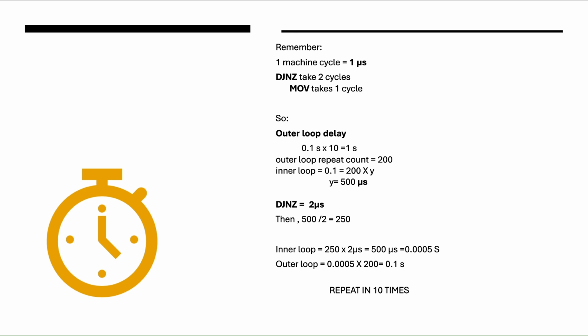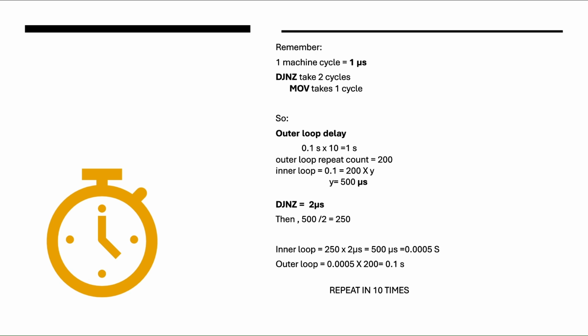Step 1, target delay. Let's say we want a 1 second delay. But instead of generating 1 second directly, we divide the delay into smaller parts. For example, outer loop delay equals 0.1 seconds. Then repeat it 10 times. So 0.1 s times 10 is equal to 1 second. Do you understand the idea? Instead of calculating a large delay directly, we divide it into smaller delays and repeat them.